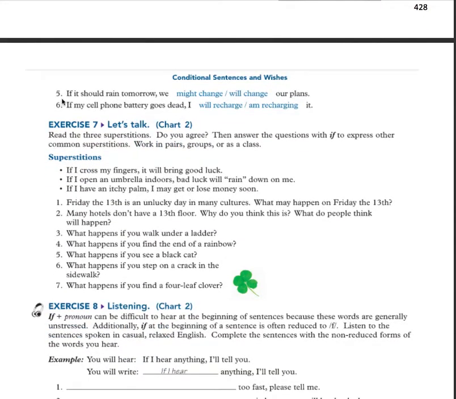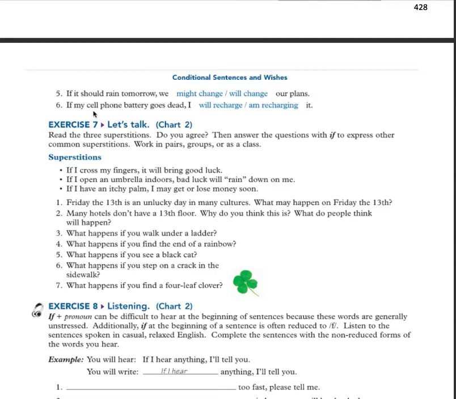Number 5. If it should rain tomorrow, we blank our plans. Okay, and this one might change and will change, both, depending on how much rain. We might change our plan. If it's a little rain, we might. If it's a heavy downpour, a lot of rain, we will change our plans.